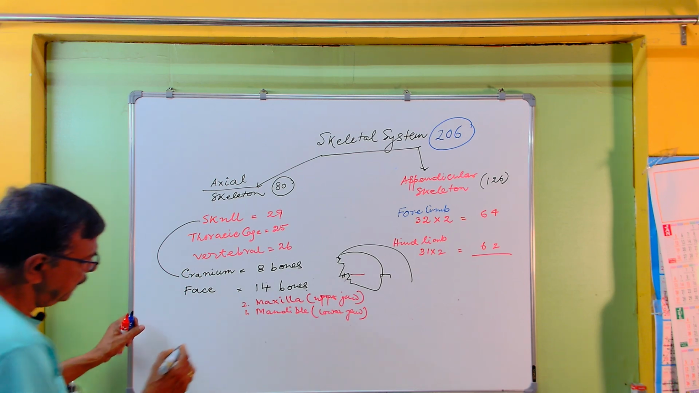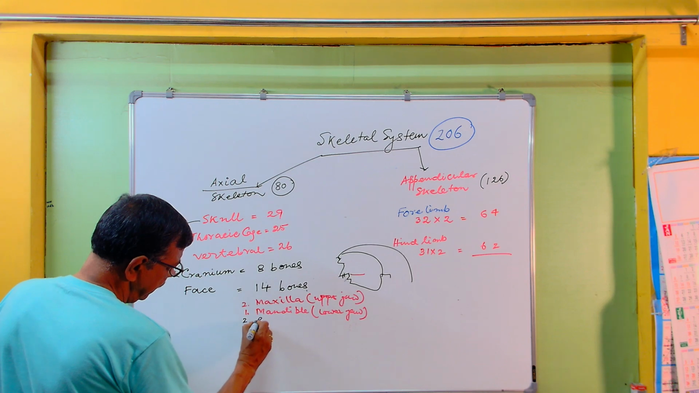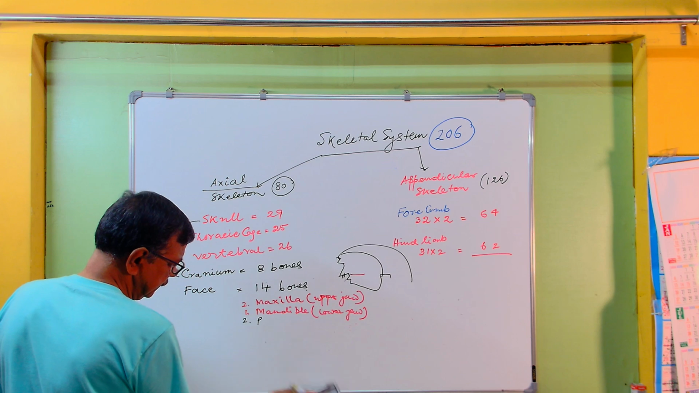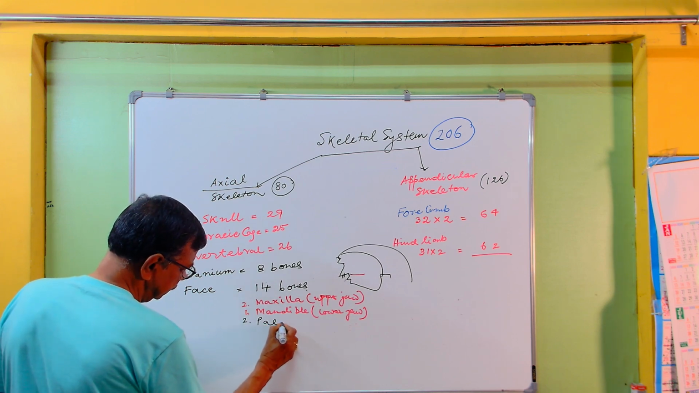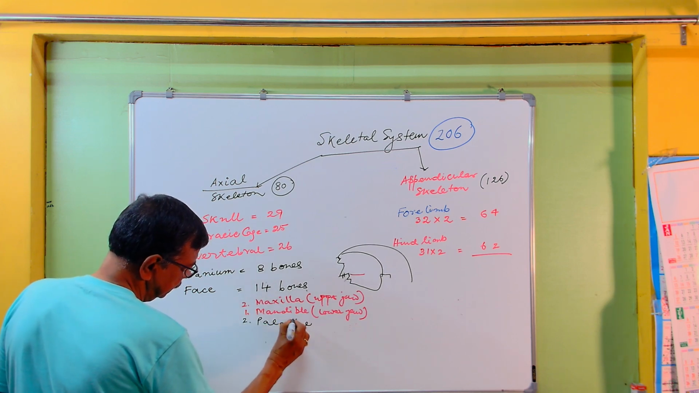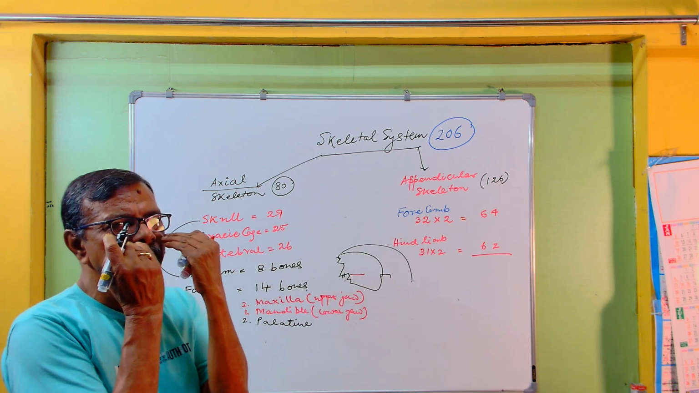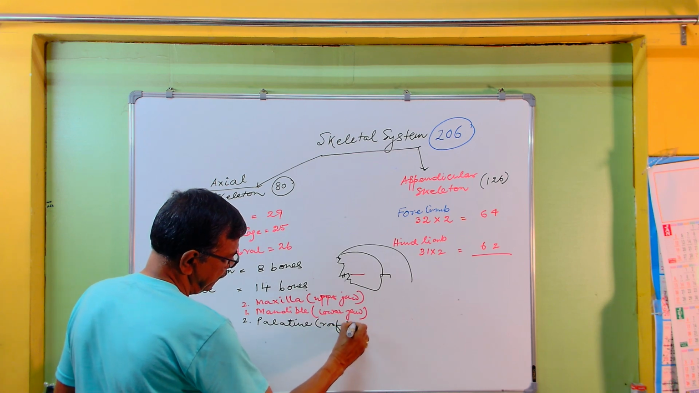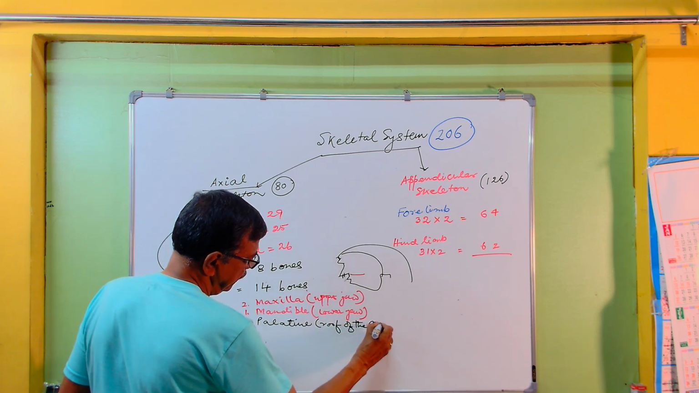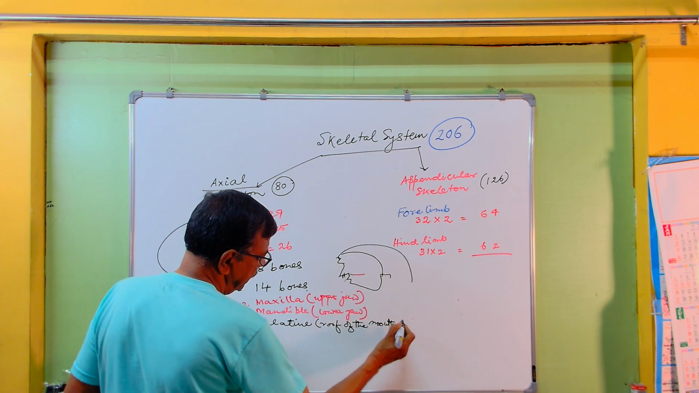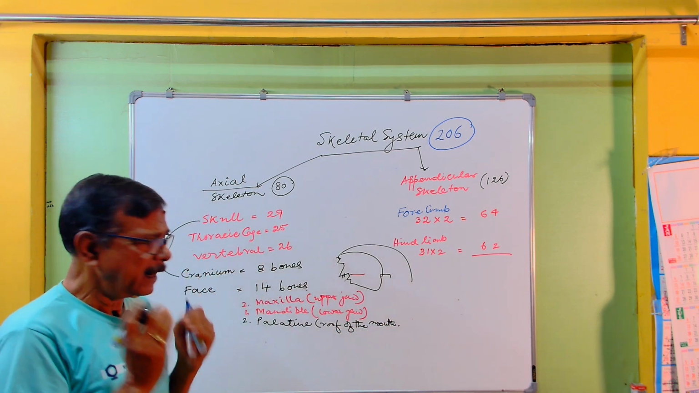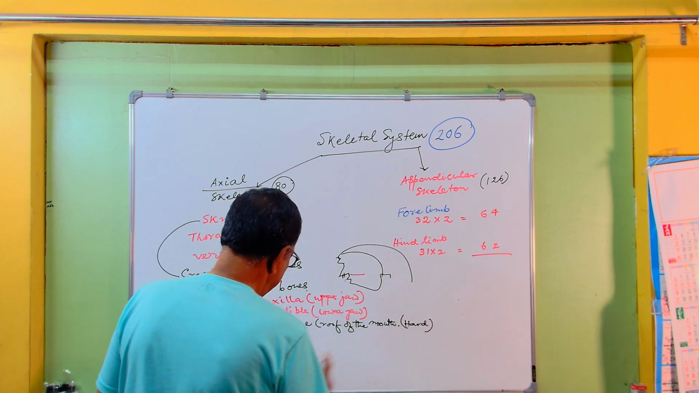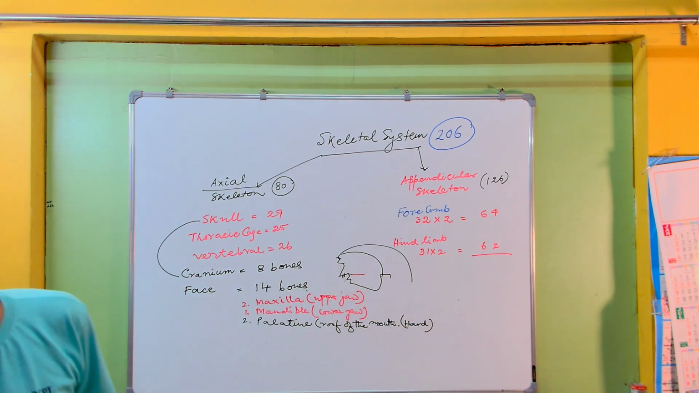Then two palatine. The palatine forms the roof of the mouth. It is the hard plate. It is hard, not soft. The hard plate is the palatine.